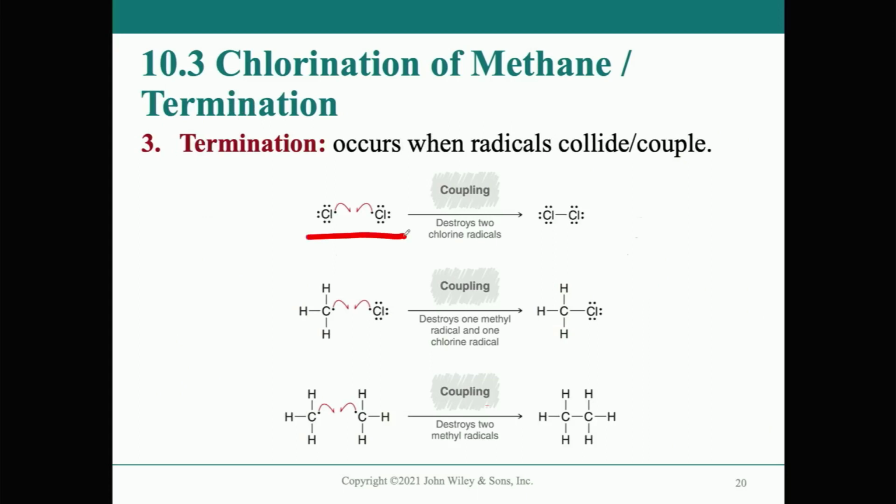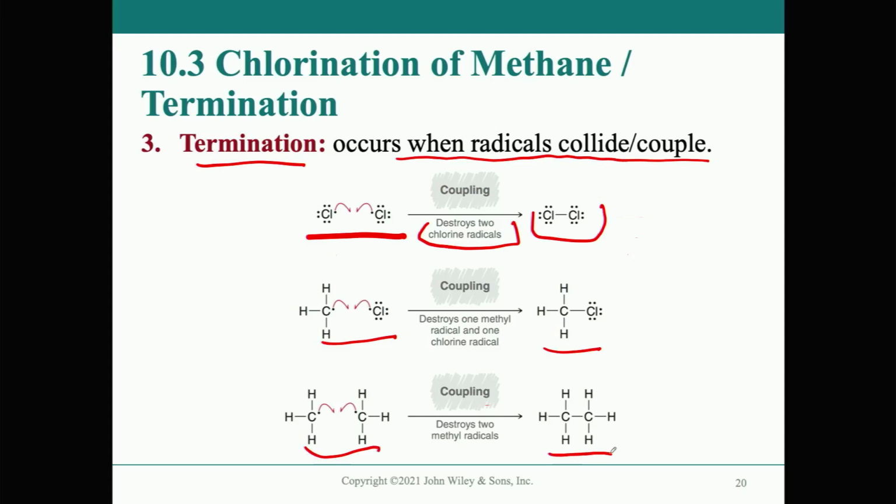All the way until you get two chlorine radicals coming together, coupling, thus destroying the radicals, making chlorine gas again. So that's termination. It occurs when radicals collide and couple. We terminated there when we got this methyl chloride, and we terminated there when we actually made an ethyl group. So all those are possibilities where we have two chlorine radicals come together, a methyl radical and a chlorine radical come together, or two methyl radicals coming together to make an ethane. In each case, they coupled, the radicals are destroyed, and we terminate the radical reaction. Good stuff.